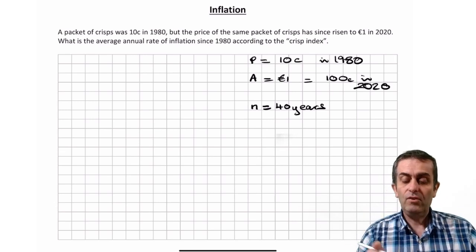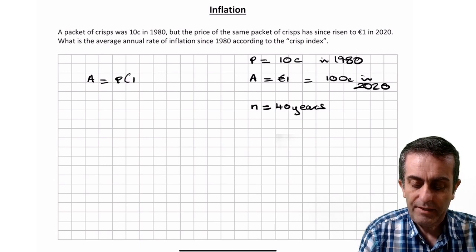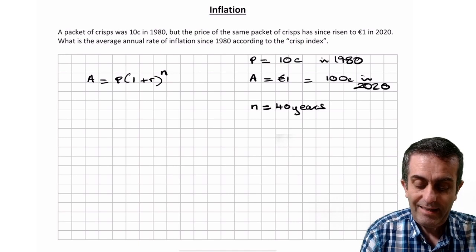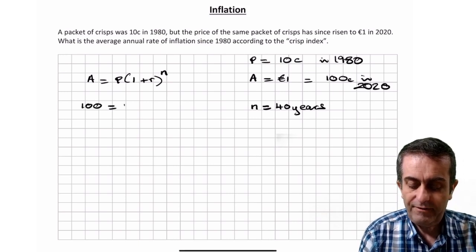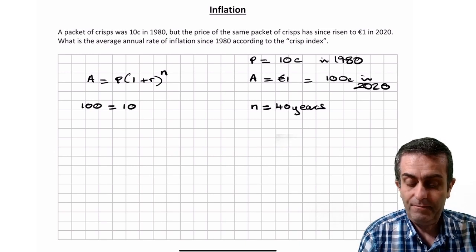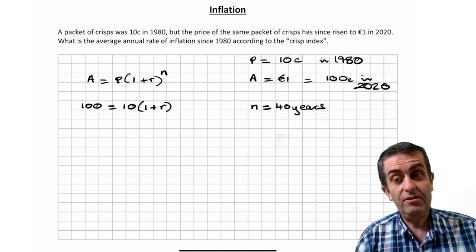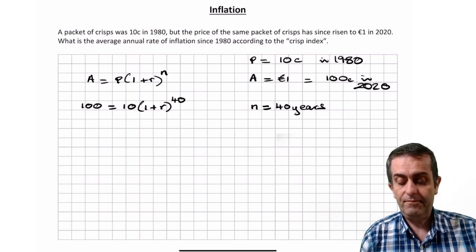Okay? So A equals P multiplied by (1 plus R) to the power of N. And that means that 100 equals the value in 1980, 10 cent, multiplied by (1 plus R). We have no idea what R is. That's actually the question, to find out what R is, to the power of the amount of time which has passed, which is 40 years.